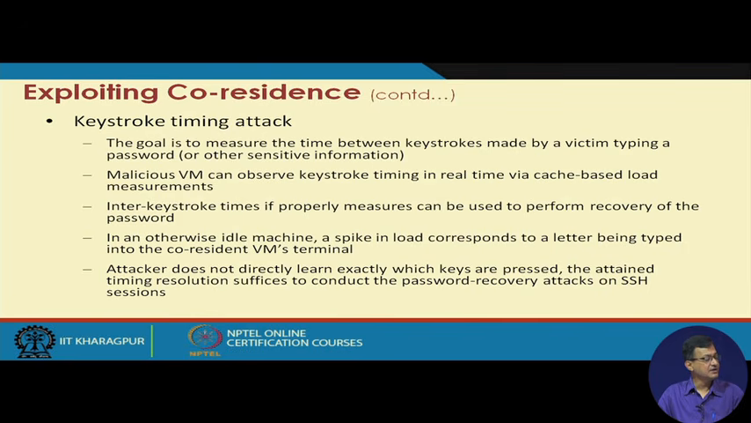And other things are keystroke timing attacks, right. This is a very popular, very well known type of attack. Based on the keystrokes, you can basically look at the passwords and try to guess the password.